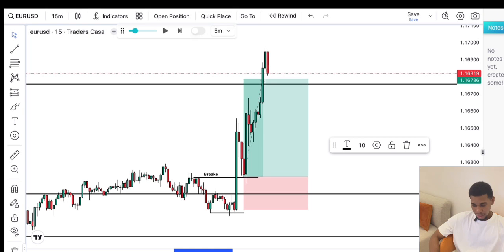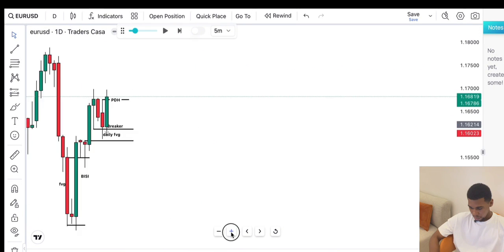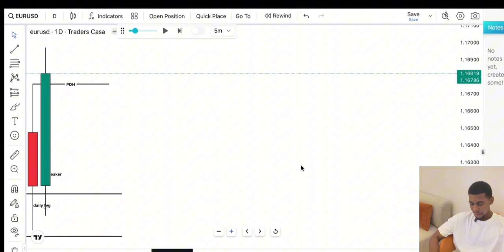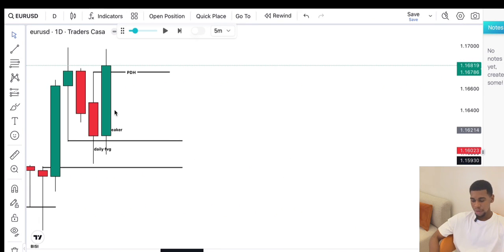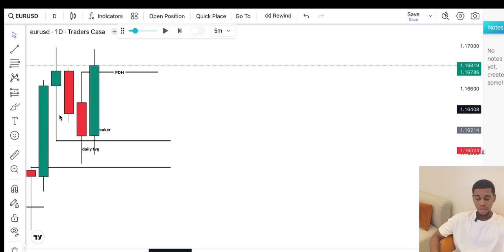So if you go to the daily time frame, you notice that after we came outside this daily fair value gap, the next target was what? The previous day high. Do you understand?